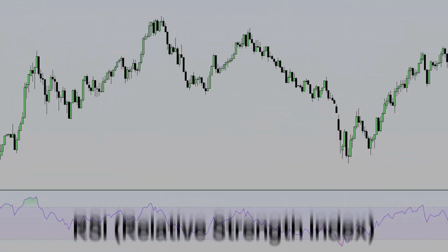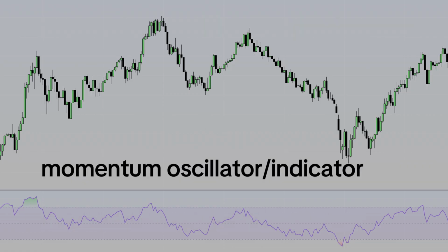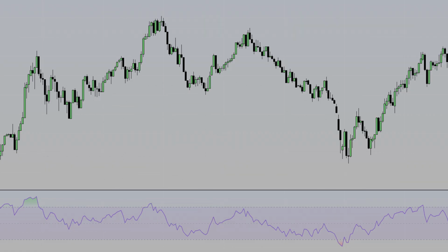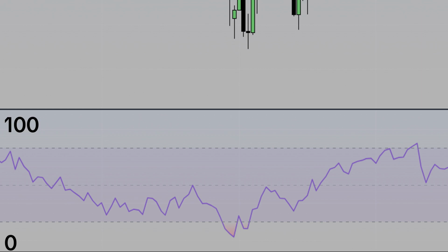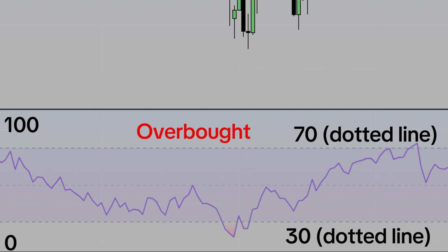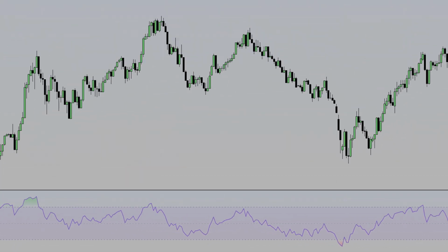RSI. RSI, or the Relative Strength Index, is a momentum oscillator that tracks the relative strength and relative weakness of the security at the given time. The indicator ranges from 0 to 100, and rule of thumb is when RSI is above 70, the security is considered overbought, and when it's below 30, it's considered oversold. In this case, we see here that price is trending up, but our RSI is telling us that it's overbought, and turns out we see price start to drop.